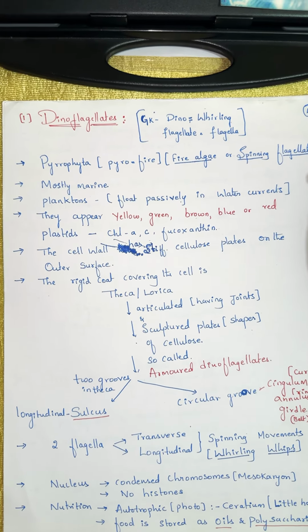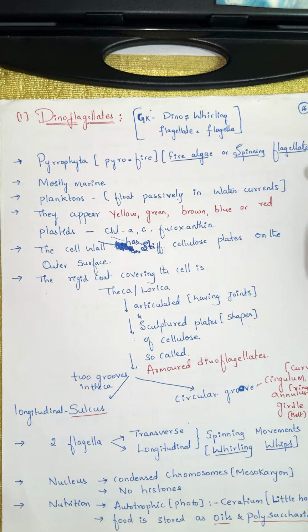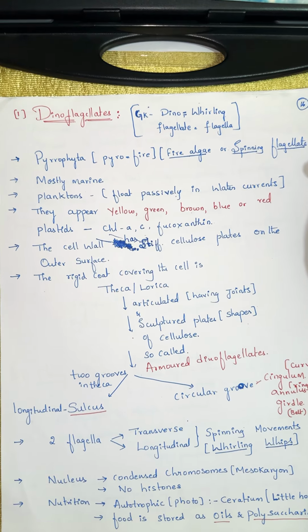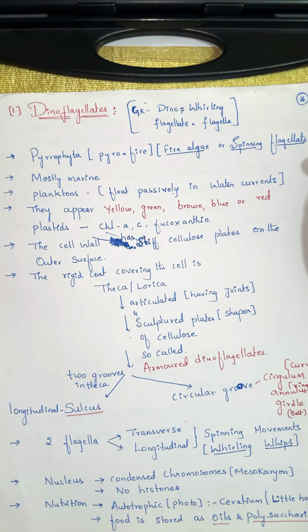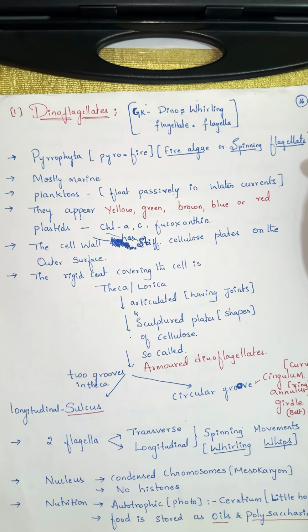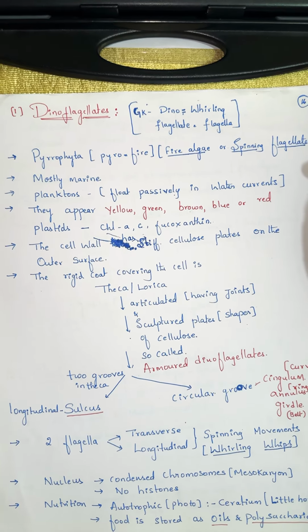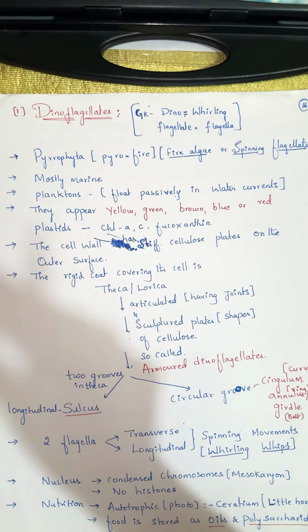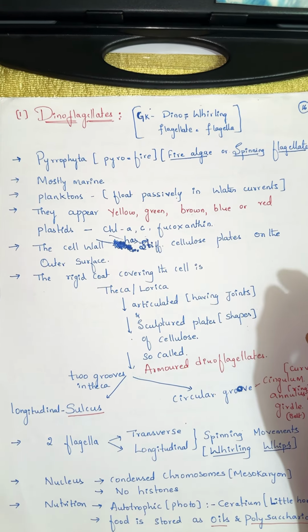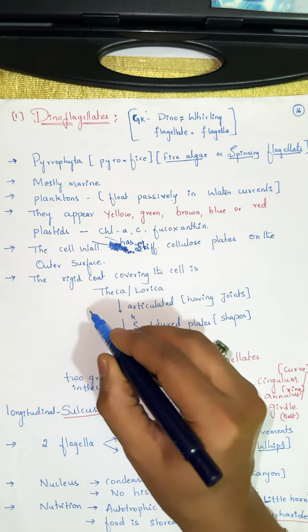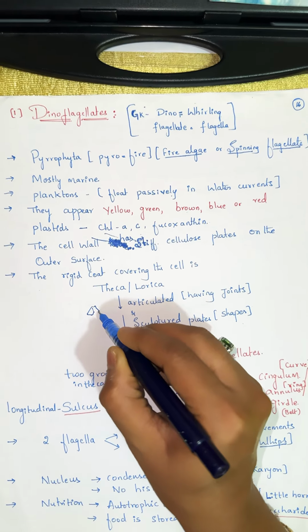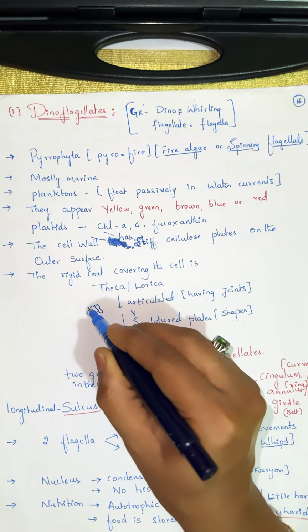They appear yellow, green, brown, blue or red in color, depending on the type of pigment they contain. Plastids generally contain chlorophyll A, C and fucoxanthin. The cell wall has stiff cellulose plates on the outer surface. The rigid coat covering the cell is a theca or lorica. We can also call it articulated, having joints and sculptured, meaning the pieces together make one sculpture, one design.